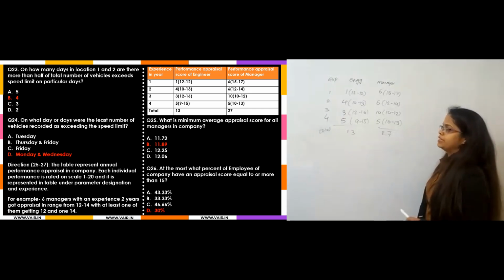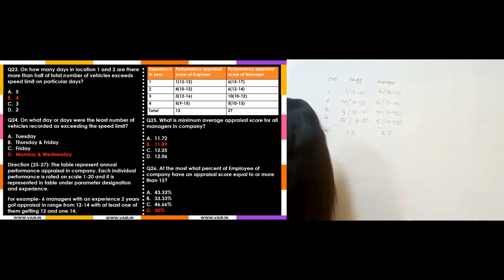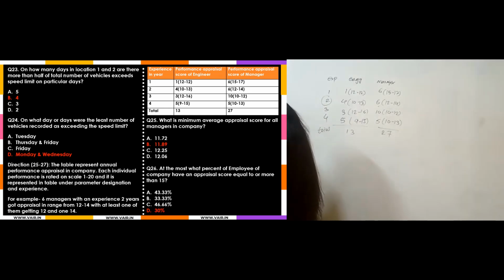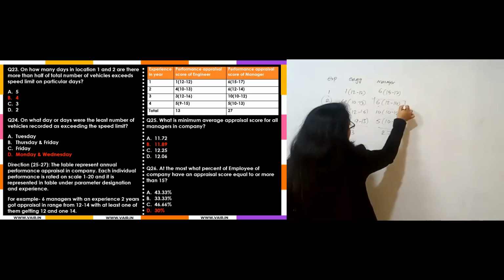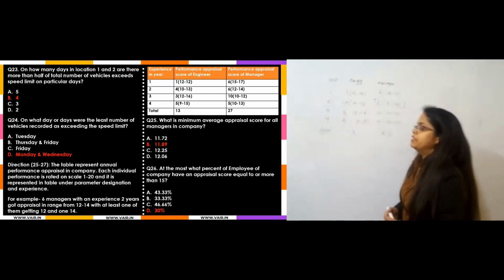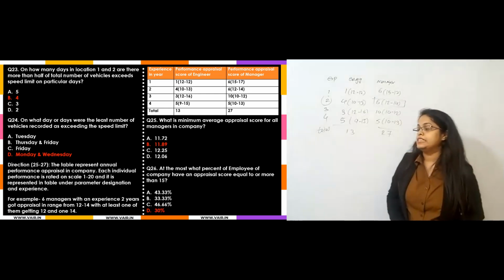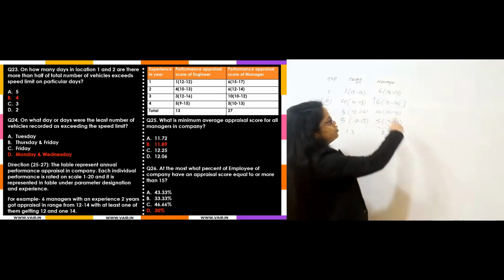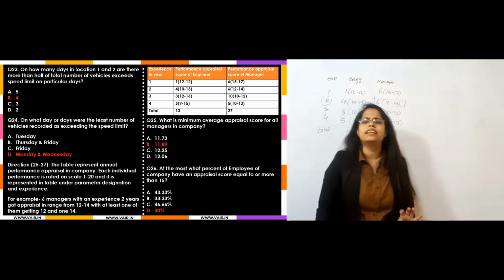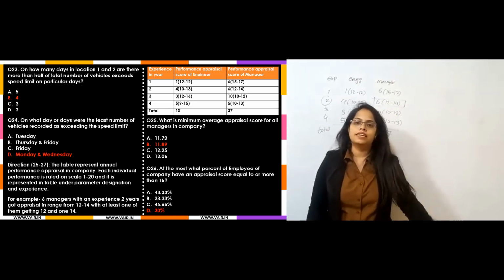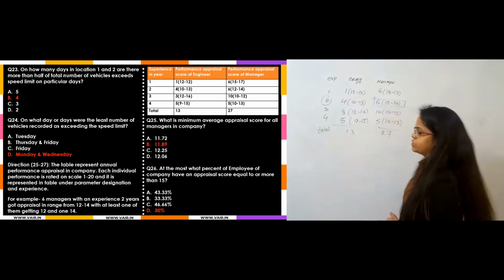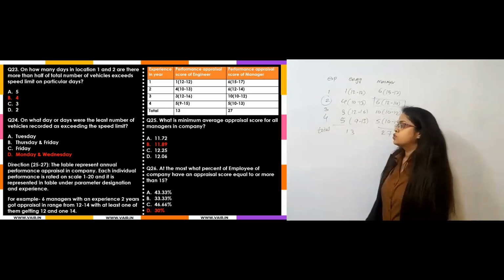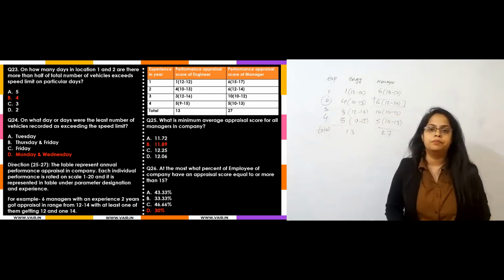Then they are saying 6 managers with an experience of 2 years, which means they are talking about this. Appraisal in range 12 to 14 with at least one of them getting 12 and at least one getting 14. Which means one should get 12, one should get 14 and the others can get any of these numbers. What is the minimum average appraisal score for all the managers in the company?